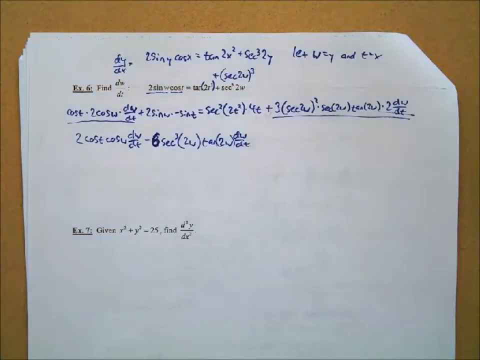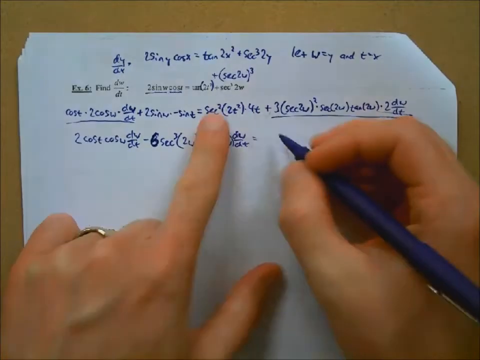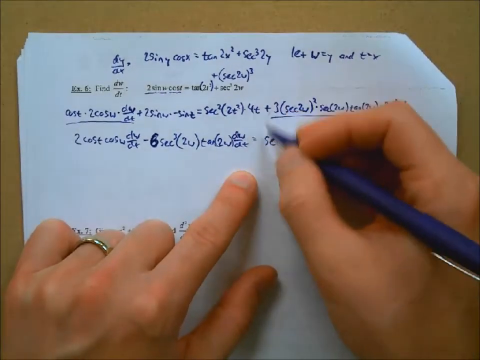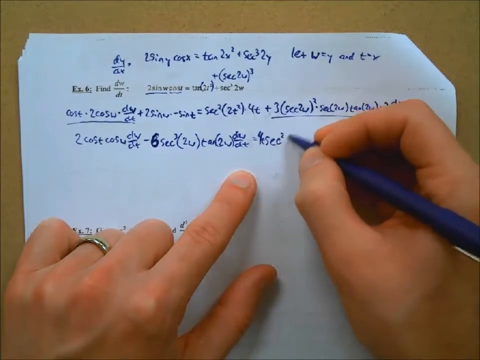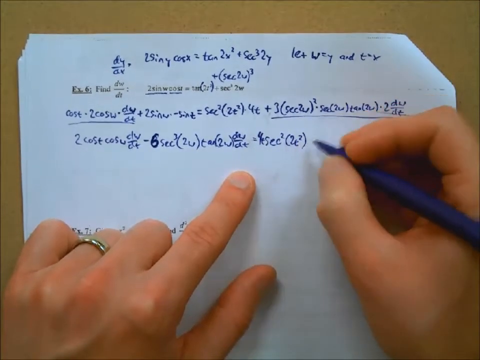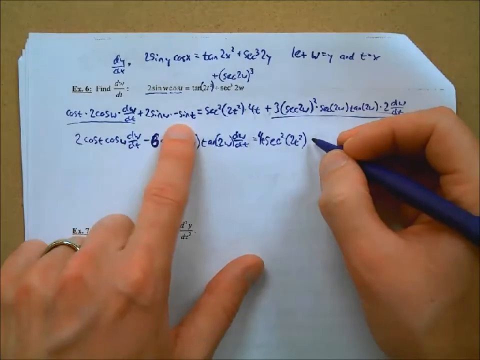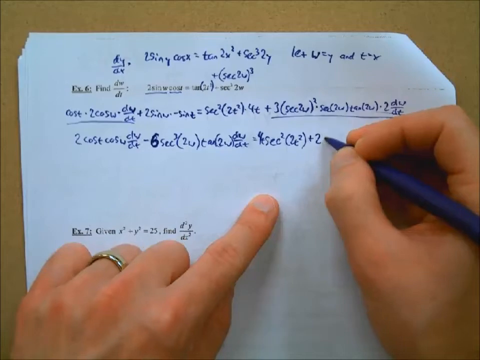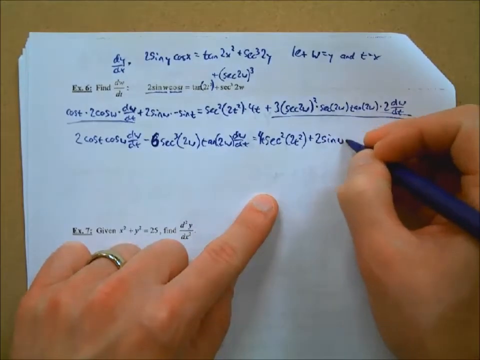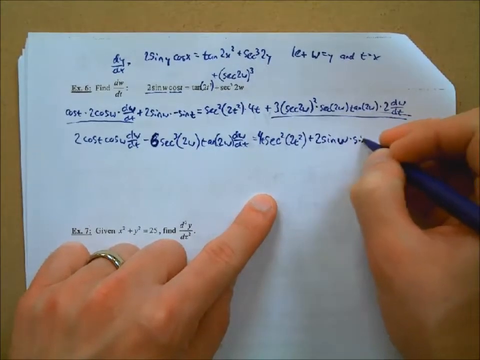Okay. Equals, I'll leave the secant squared here. I'll put the 4t in front though. 4t secant squared of 2t squared. And then it's going to be a negative 2 sine w sine t over here. So if I add it over, it'll be plus 2 sine of w times the sine of t.